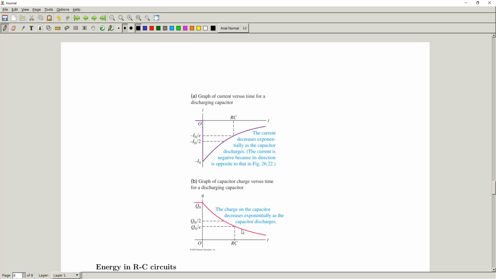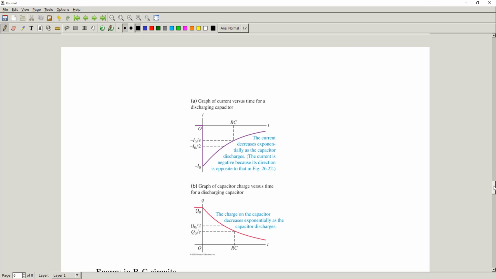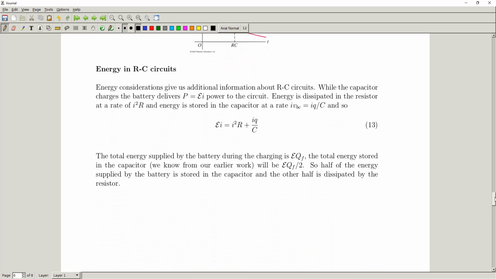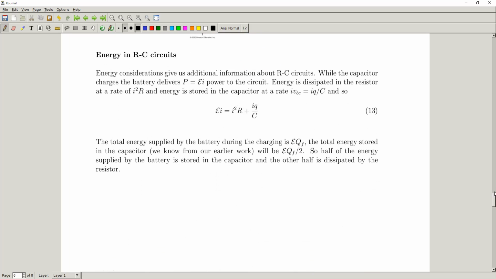Charge is running off the capacitor plate, and it's tending towards 0 here as t goes to infinity. Okay, so those are the two setups that we have in the case of discharging our capacitor. The last thing we want to look at before we look at a couple of examples is energy in RC circuits. Looking at the energy in an RC circuit can give us some additional information about what's going on there.